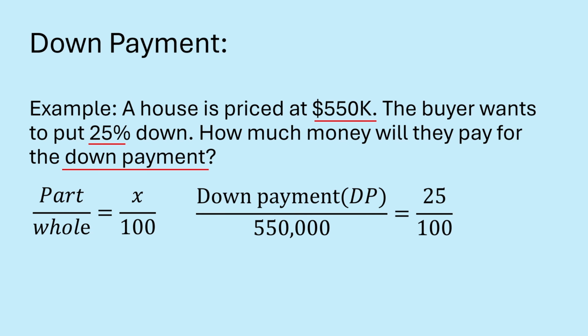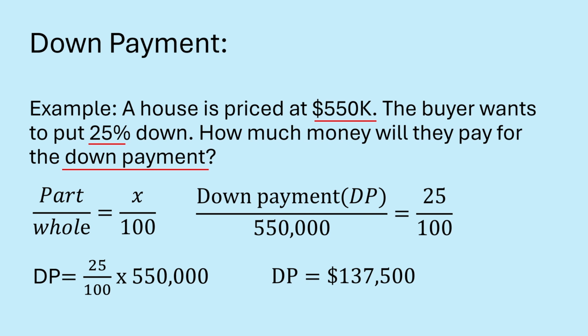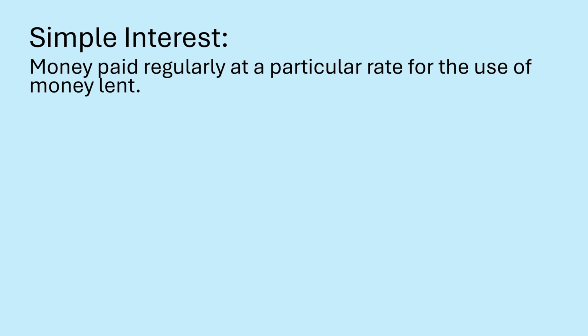So down payment divided by $550,000 is equal to 25 divided by 100. When we multiply both sides with 550,000, down payment is equal to 25 divided by 100 multiplied by 550,000. So down payment is equal to $137,500.